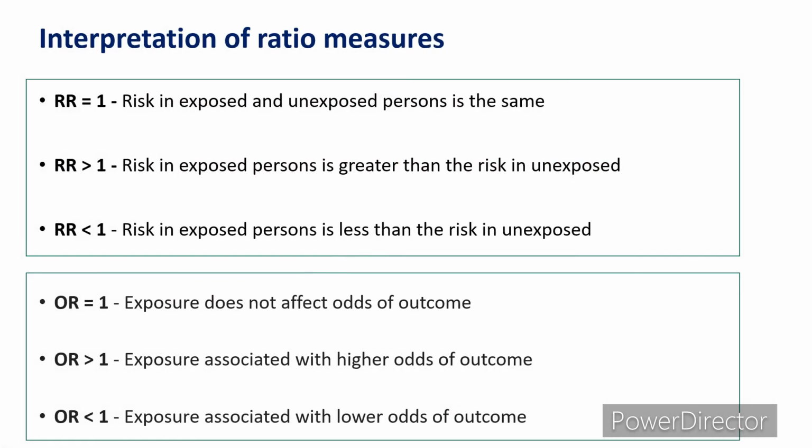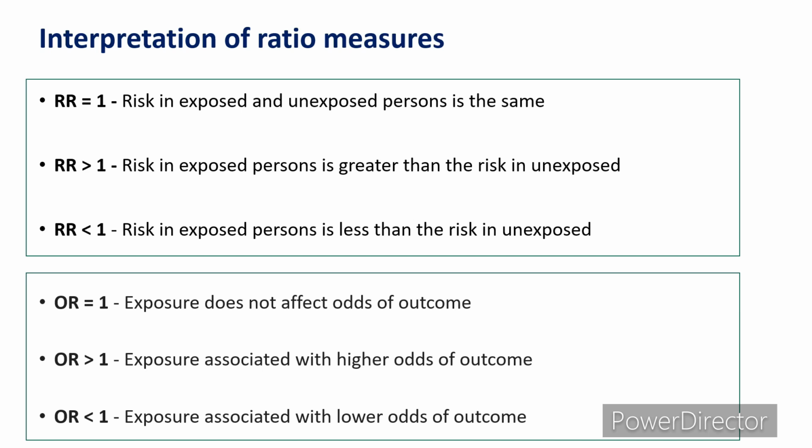Interpretation of ratio measures. This is a very important concept because now we know how to calculate these ratios, but it's very important to interpret them, right? So coming to the ratio measures, first one, relative risk or the rate ratio or the risk ratio. When RR is equal to 1, the risk in exposed and unexposed persons is the same. When RR is more than 1, the risk in exposed persons is greater than the risk in unexposed. When relative risk is less than 1, the risk in exposed persons is less than the risk in unexposed.